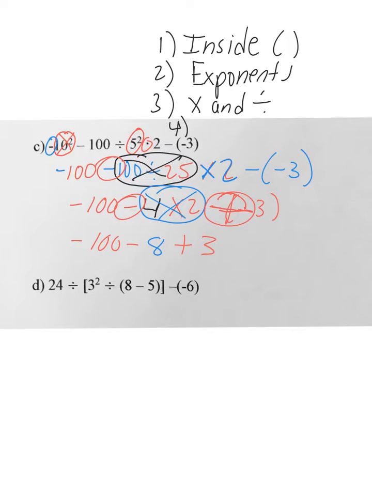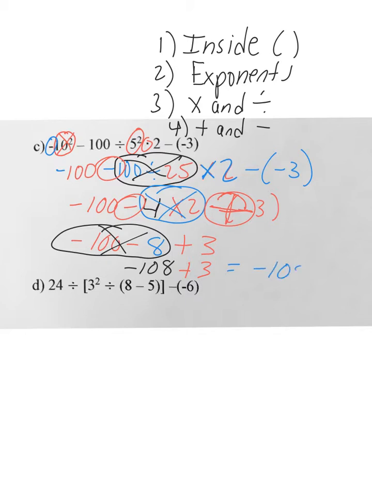So I'm on step 4, the last step, which is addition and subtraction. As I go from left to right, I actually see subtraction further to the left than addition. So subtraction is going to take precedence in this example. Negative 100 minus 8 is negative 108. Bring down the plus 3 is still hanging off the end. Now I'm going to do negative 108 plus 3, which gives me a final answer of negative 105. You could also type it, of course, into the graphing calculator. Same answer, negative 105.